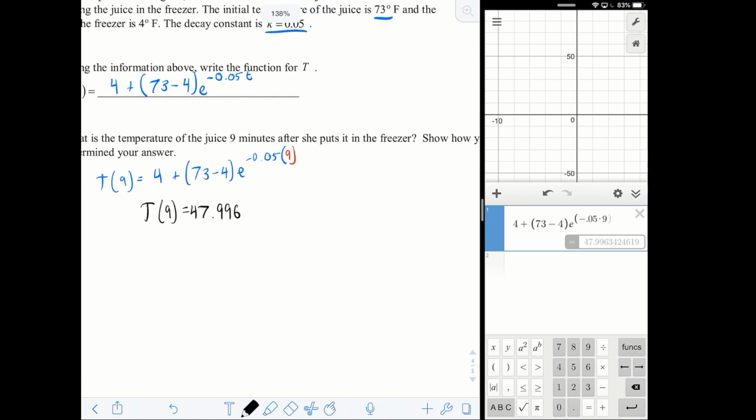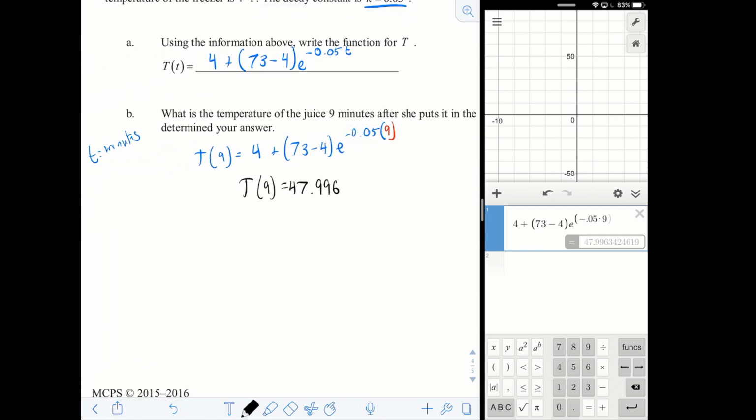Show how you determined your answer. Okay, so we're most likely going to say right around, I'd say we can round this up to be 48. Excuse me, 48, not minutes, so 48 degrees Fahrenheit at 9 minutes.